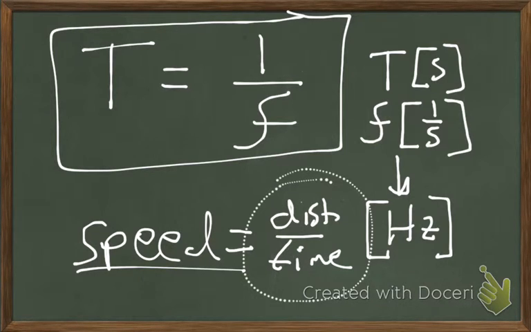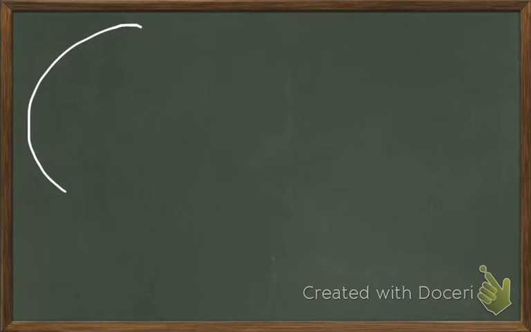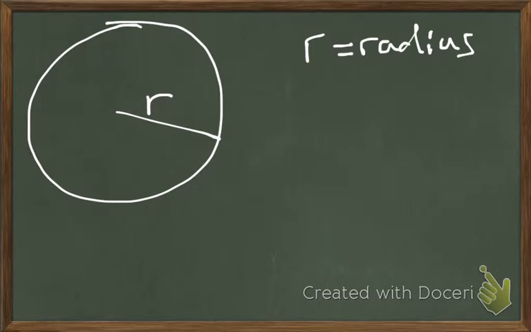And we're going to use both of those ideas to define speed in a new way. So remember, all it is is distance over time. We just have different ways to explain time. Now, here's our circle. We've got an object moving in uniform circular motion, and it's moving in a circle of some radius r.